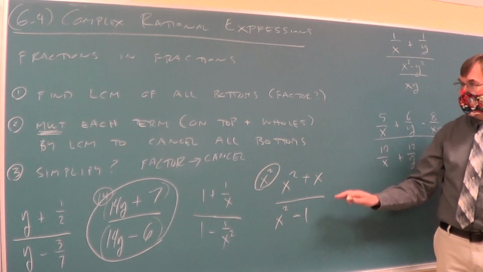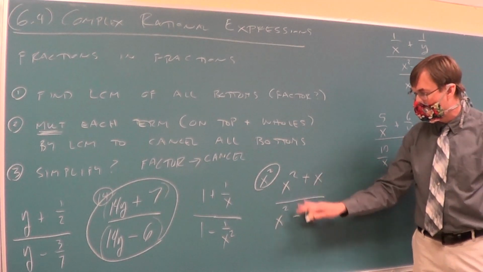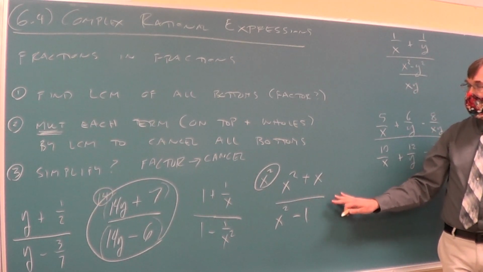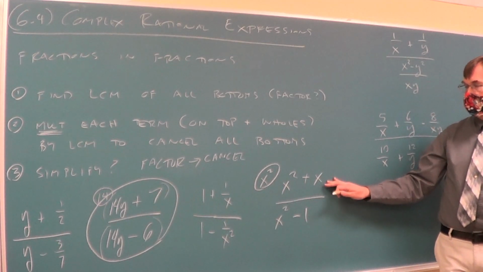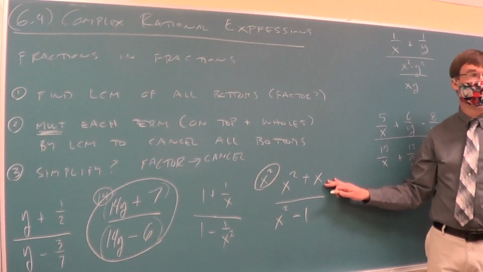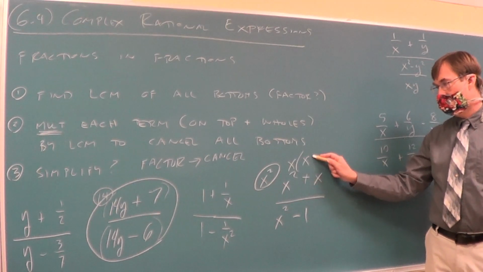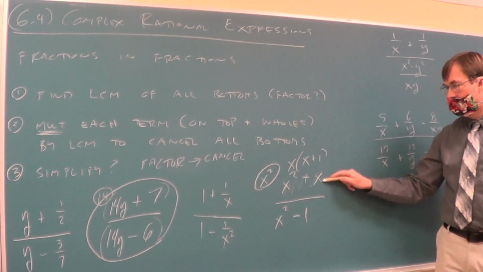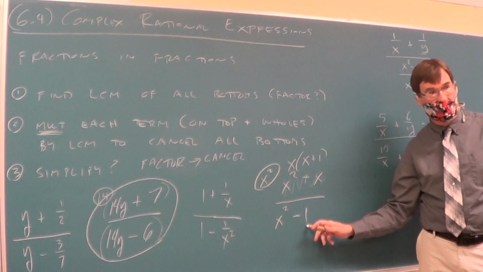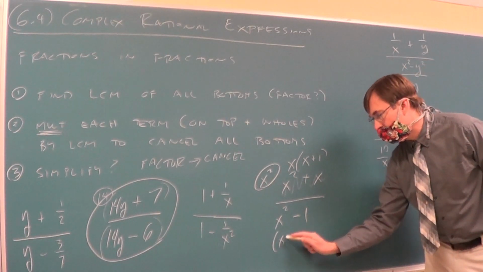We can't cancel right now because this is all adding and subtracting. That's not legal. But if we can factor, maybe we can cancel. Does the top factor? Yeah, what can you do? Take out an x, which leaves you x plus 1. So that's out, and the new thing is in. And the bottom factors: x plus 1, x minus 1.